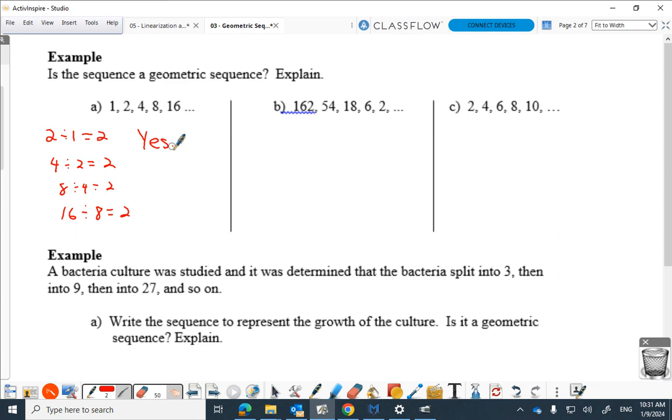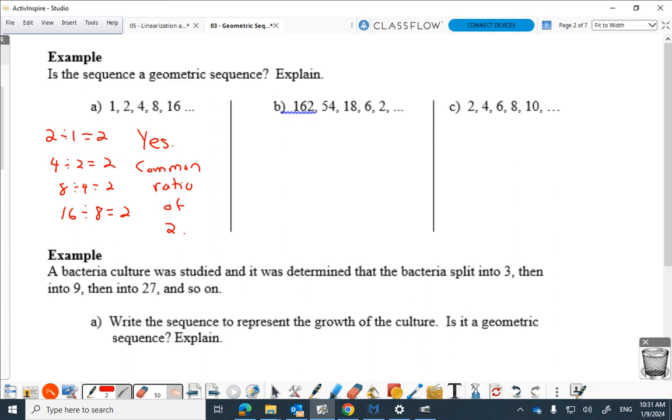Common ratio of 2. How about the second one? Yes, how can you tell? He can do it in his head. Sometimes the numbers will be nice enough that you'll be able to do it. Other times you won't be able to.